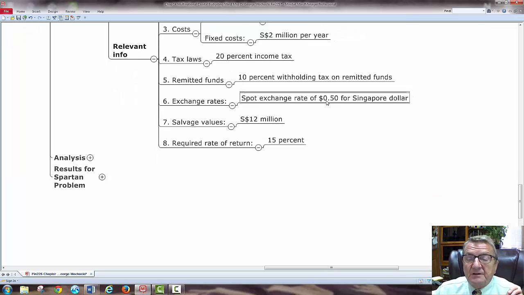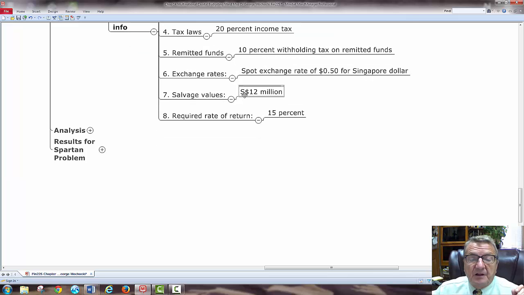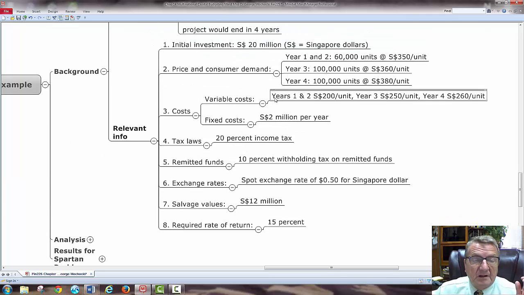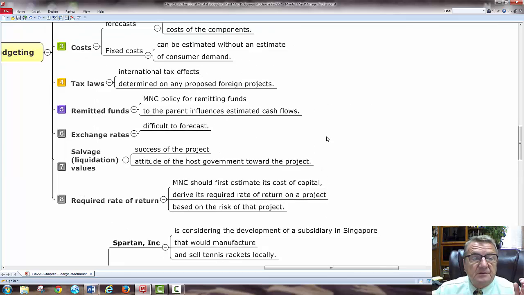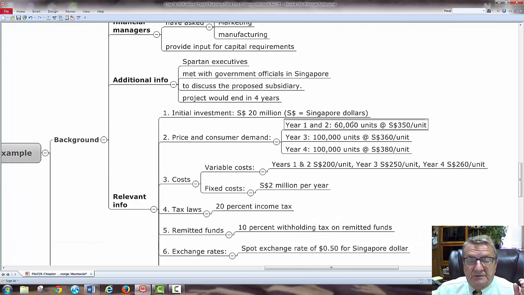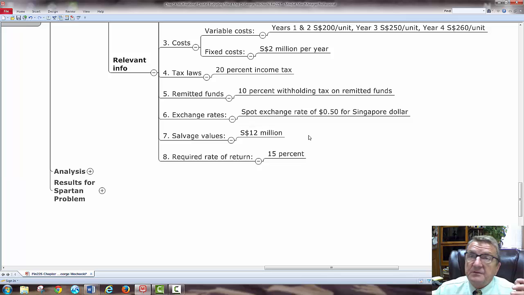Exchange spot rate is 0.50 for the Singapore dollar, not bad. Salvage value is 12 million out of my project. I want to say it was 20 million in here someplace. Here it is, 20 million, so I could still salvage, not too bad. Rate of return is 15%. And remember, some companies may have a rate of return of 5%, 10%; 15% is a modest rate of return. If I get a higher rate of return, that's fine, but either I have a lot of information, or I have a stable market, or I'm taking a lot more risk.